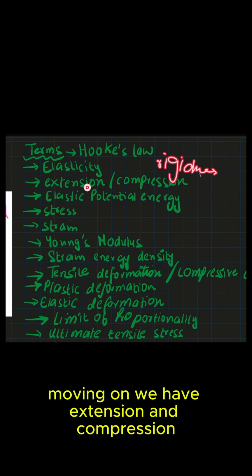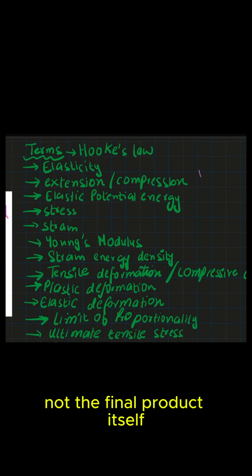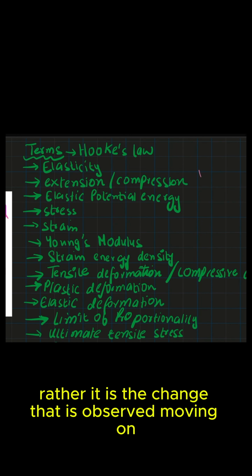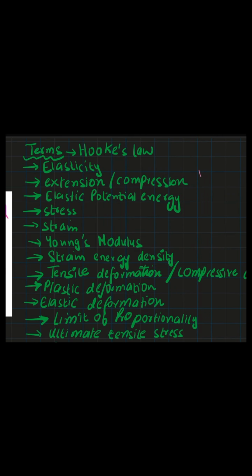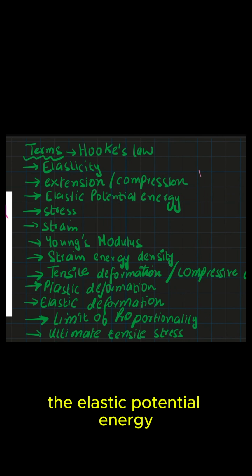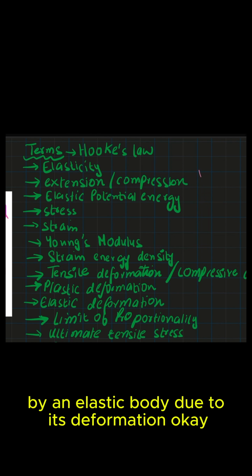Moving on, we have extension and compression. These are essentially the changes that are made to the length of an object, not the final length itself, but the change that is observed. Moving on, we have elastic potential energy, which is the energy that is possessed by an elastic body due to its deformation.